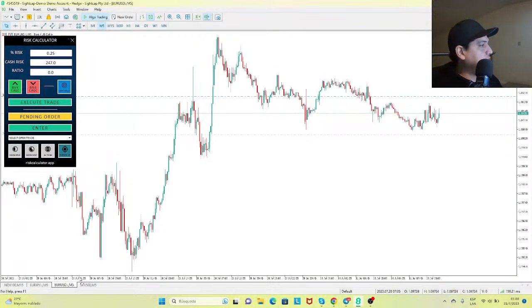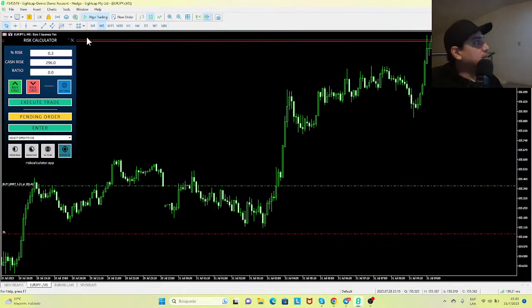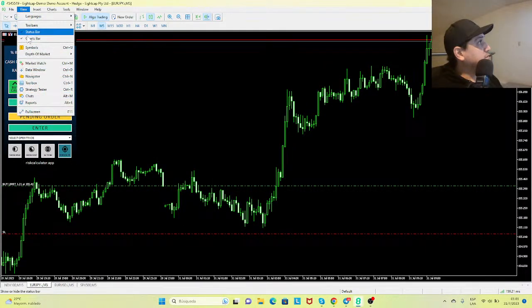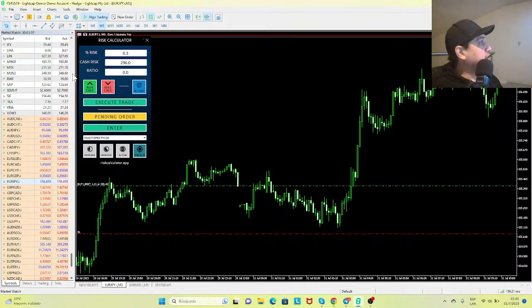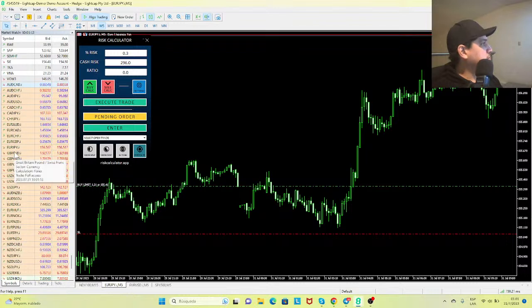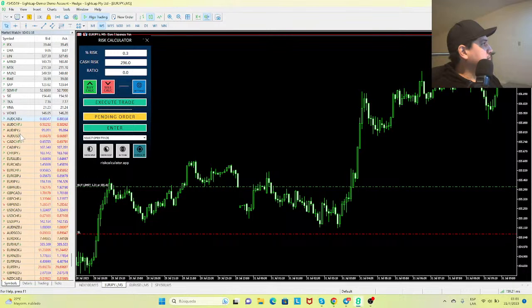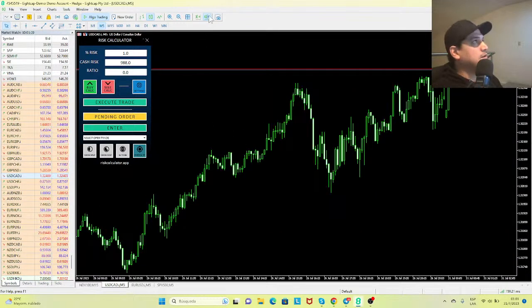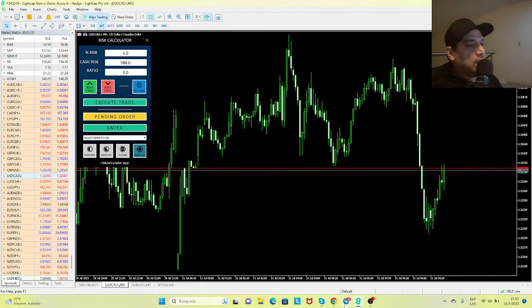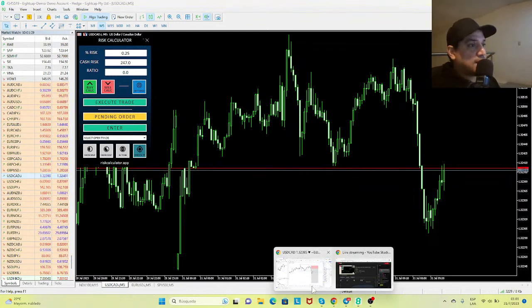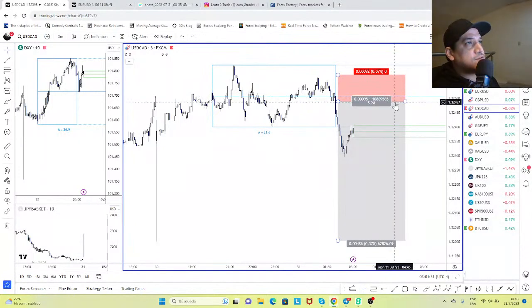So this USD CAD is going to be, again, 0.25 risk. USD CAD, where are you? There you go. So, what was my entry? 0.25 on my USD CAD. Entry should be here.